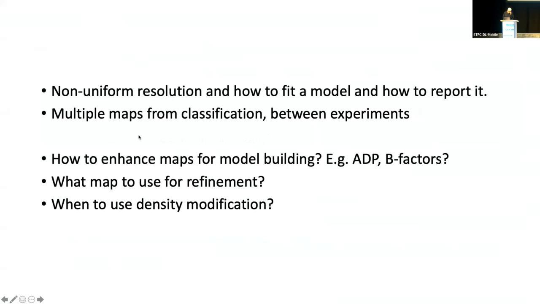Of course, it's never just one map anymore, it's multiple maps from classification in a given experiment or possibly between experiments. We know that in order to see the features, you have to enhance maps for model building. That brings up the related questions of how one assigns atomic displacement factors, or sometimes referred to as B factors, to a model. What is the map that should actually be used in refinement? And I typed this in while listening to the last talk, when to use density modification.